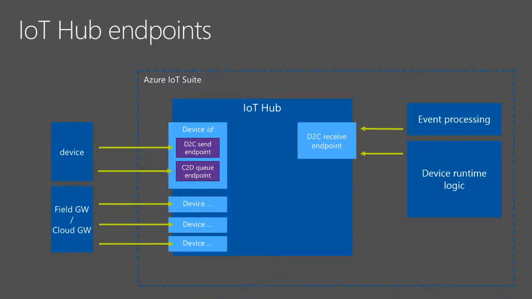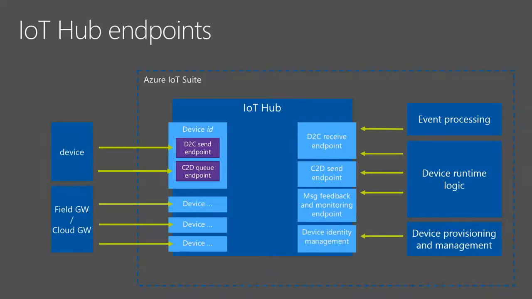On the back-end side, there is a device-to-cloud receive endpoint. This is accessed, of course, by your event processing component in your backend, and also by your runtime logic. Your runtime logic also accesses your cloud-to-device send endpoint that is used to send messages to the devices, and your feedback and monitoring.